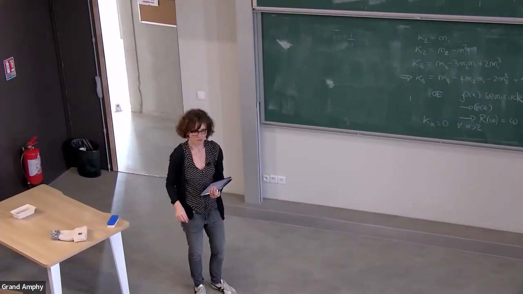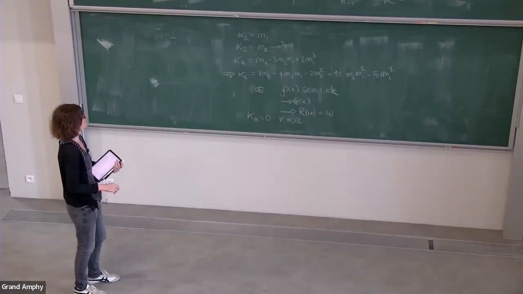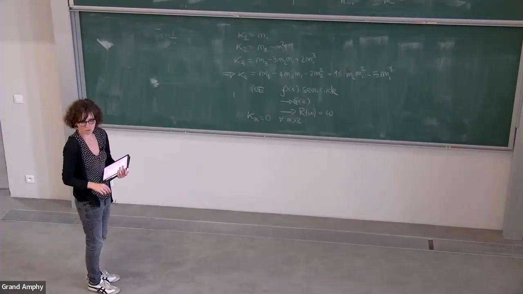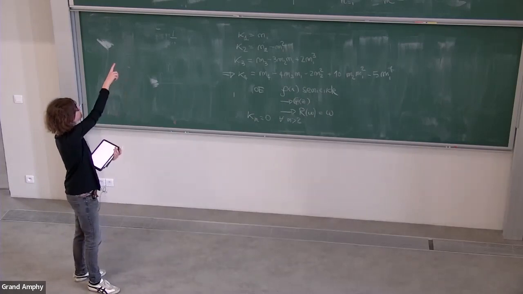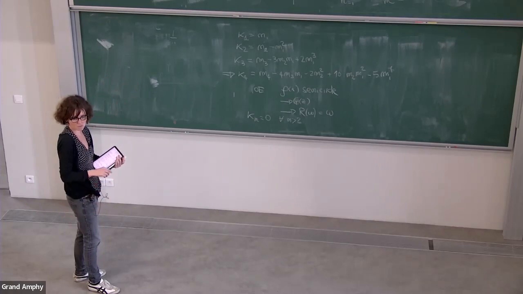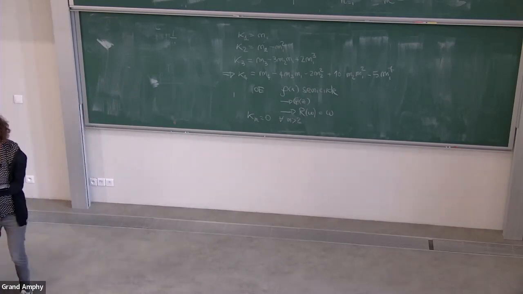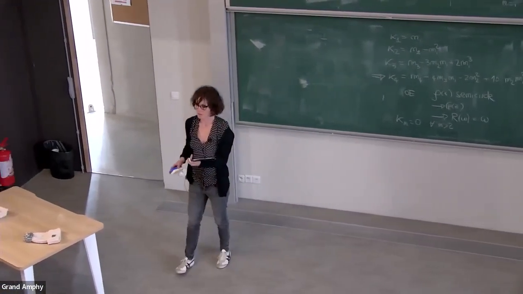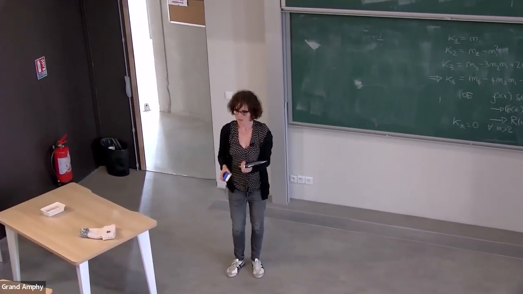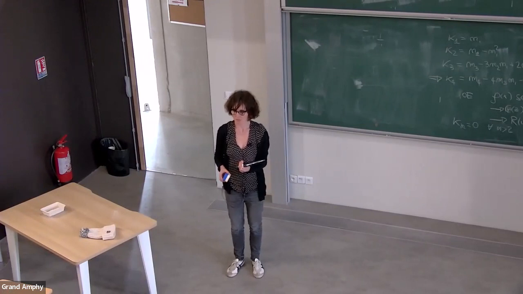N over 2, yes. No, I think that if you define it like this with a positive sign there, you get a positive. Yeah, the cumulants are of B.